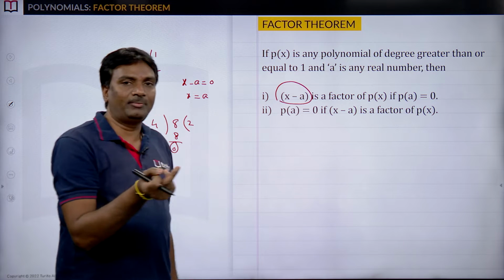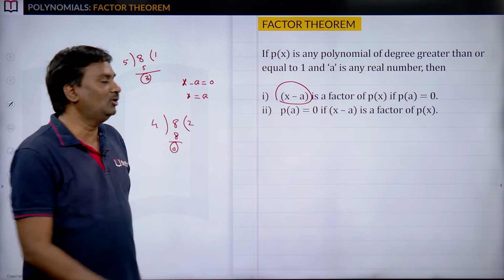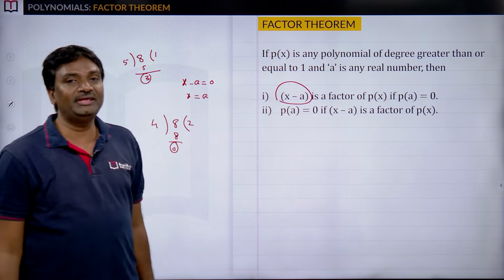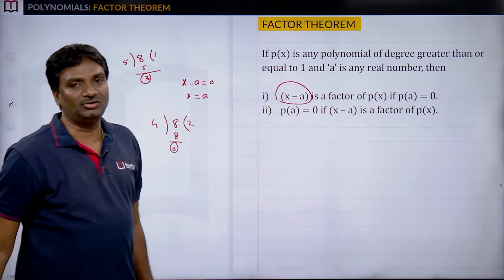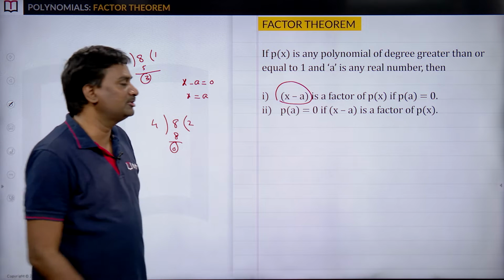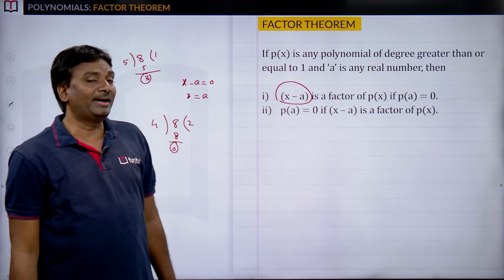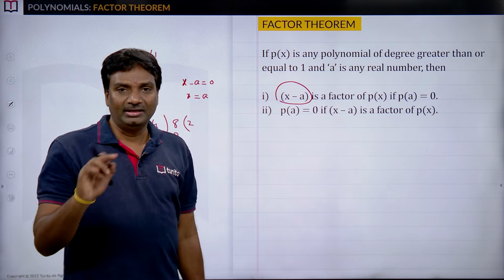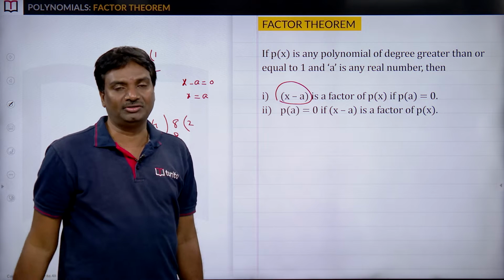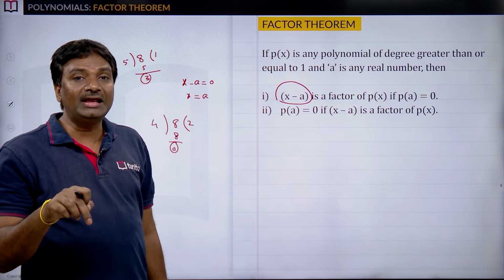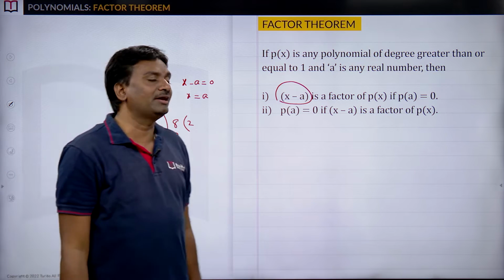If we divide the polynomial by x minus a and get the remainder as 0, then we can say x minus a is a factor. Or, taking the converse, if p of a equals 0, that is, in the given polynomial in place of x we write a and after simplification get 0, then we can say x minus a is a factor. Both are the same. If x minus a is a factor of p of x, then p of a equals 0. If p of a equals 0, then x equals a is the solution, that is nothing but x minus a is a factor of p of x.